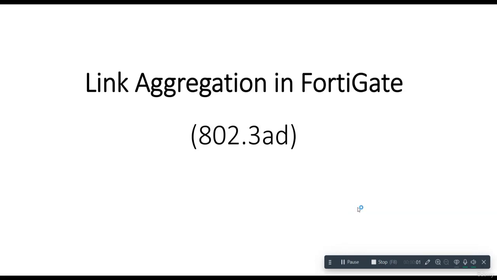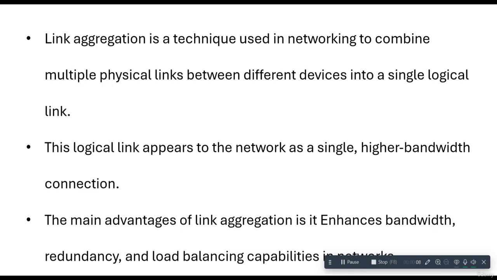In this video, let's understand about link aggregation in FortiGate. Link aggregation is a technique used in networking to combine multiple physical links between two different devices so that they act as one logical link. Just consider that you have device A and device B, and you have more than one link between them, like two or three.